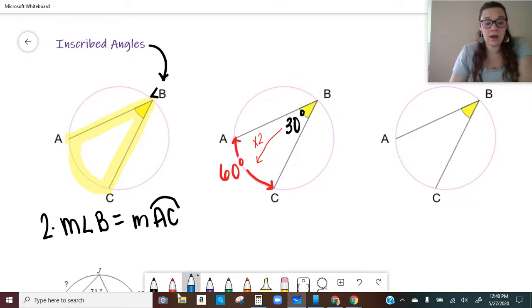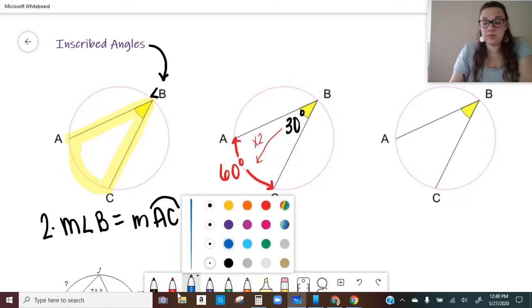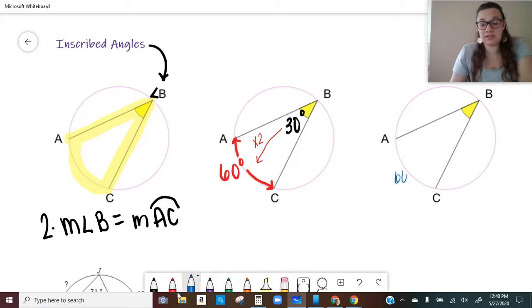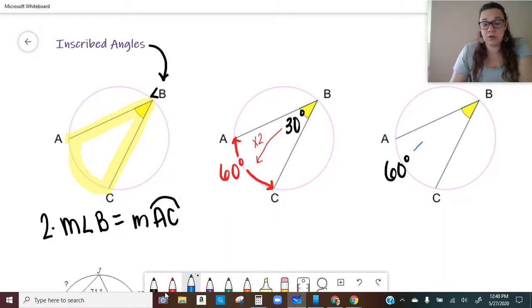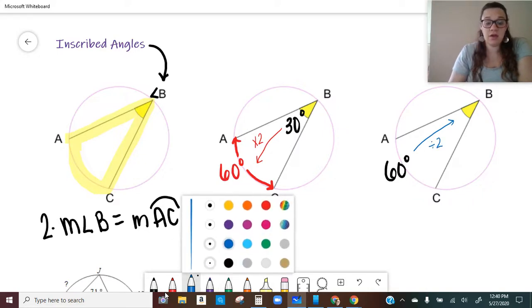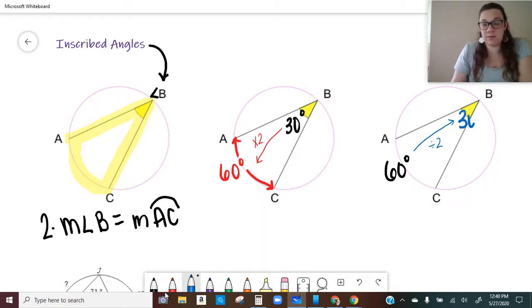Not too bad. Let's see what happens with this next one. Say you were given this is 60 degrees and you're looking for the measure of angle B. You just simply want to, at this point, not times 2, but you're going to go this way and divide by 2 to get your answer, which we already know, obviously, is going to be 30 degrees.